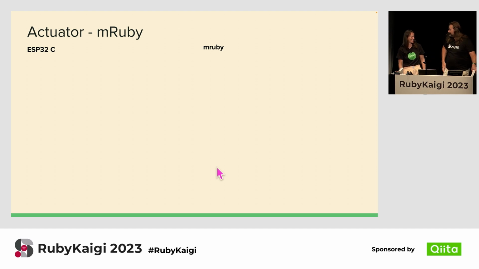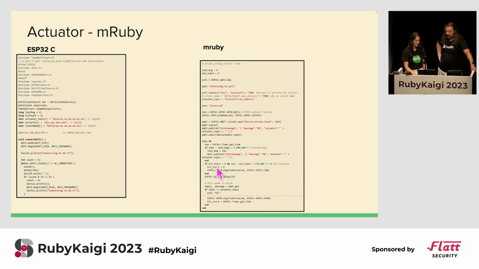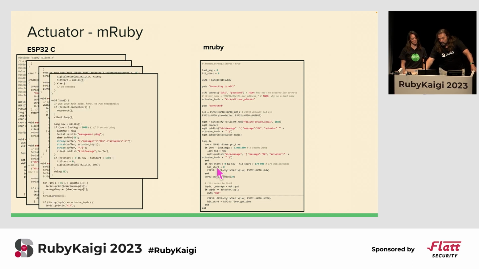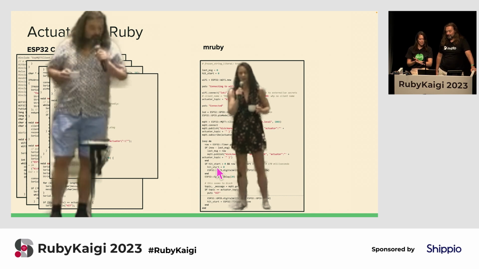Great demo. Let's take a look at some code. So on the right, we've got the MRuby code. It's about 1 page. Not too bad. And on the left, we have the ESP32C code, 1 page, 2 page, 3 page, 4 page. Woo! Look at all that code. Yeah, it's as if the Ruby code was petite and easy to understand like me, and the C code was really big and clumsy like you.